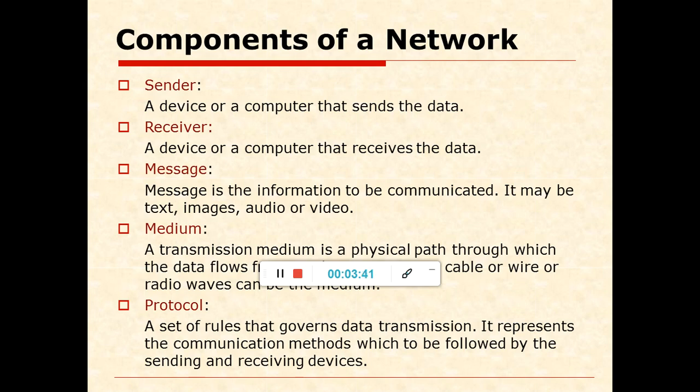So how are the sender and receiver to be connected? That's the fourth one. What's that? Medium. A transmission medium is a physical path or simply a cable, through which data flows from sender to receiver.